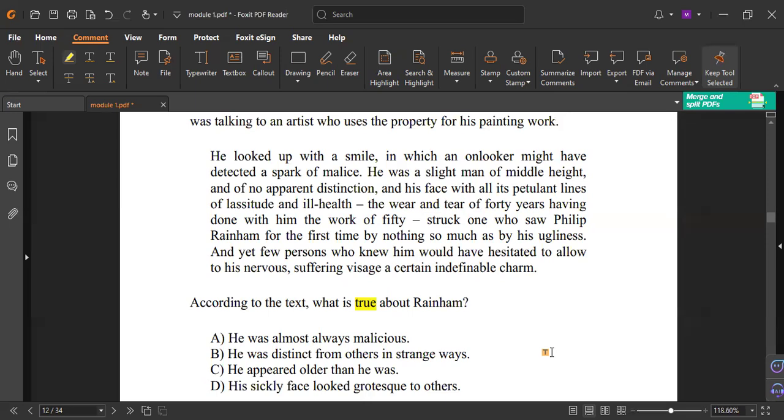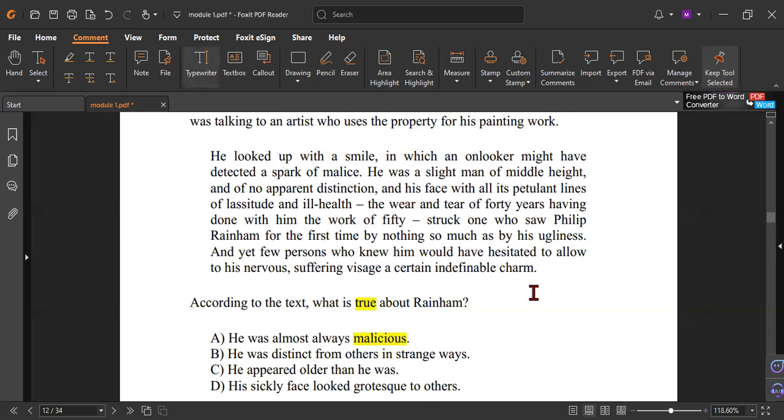A. It could be letter A, but what does malicious mean here? No, it does not make sense. Because here malicious, as you know, means, let me help you.